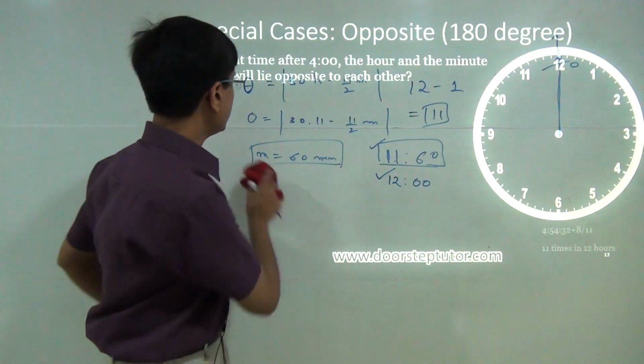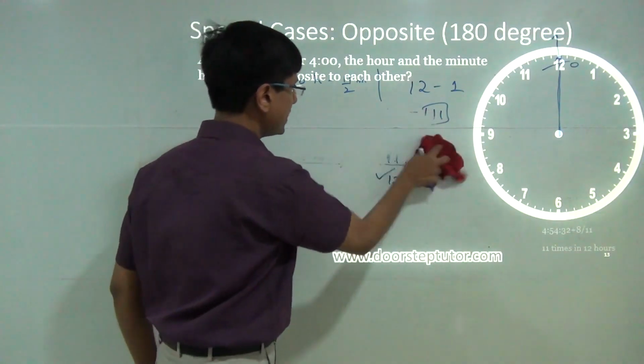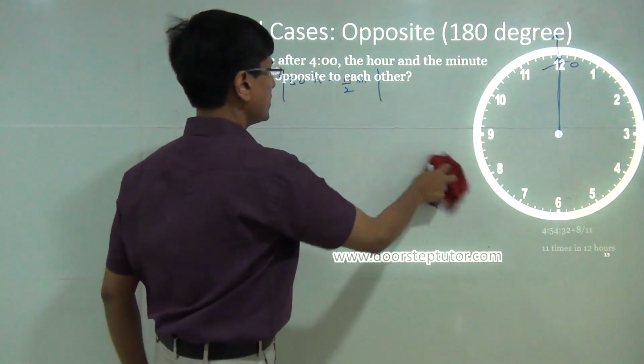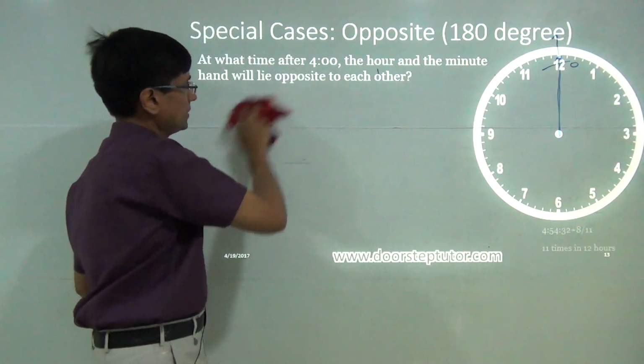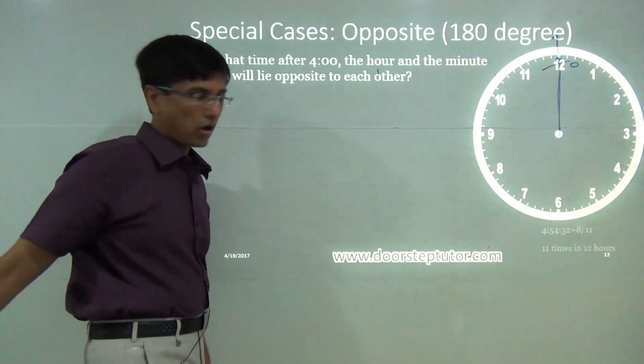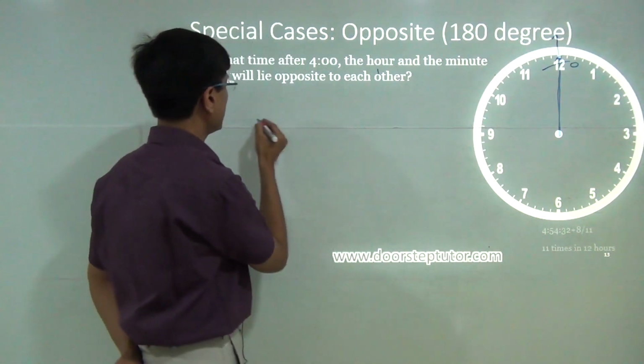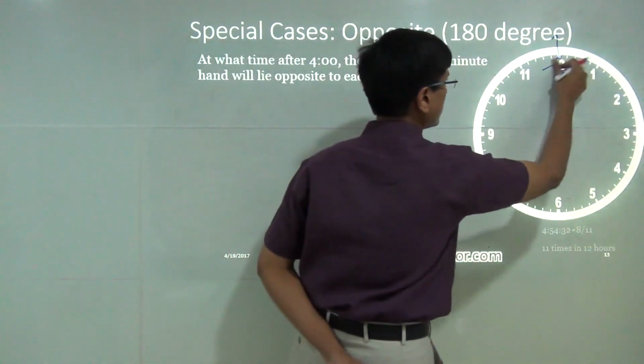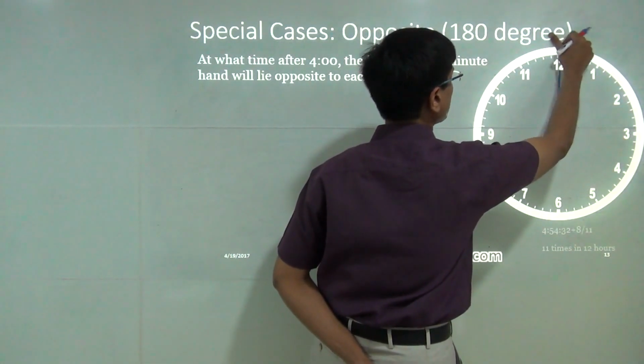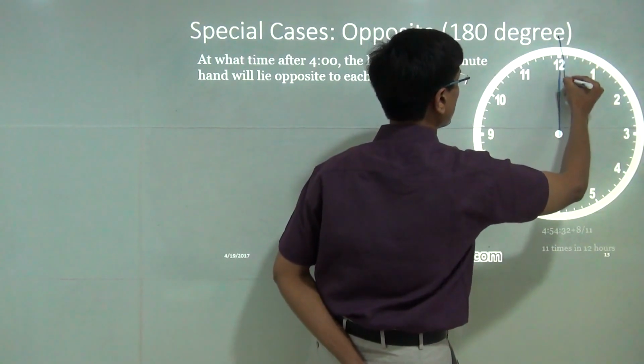Let's see when the hands are 180 degrees apart. Can we find that out? Let's take a time, 4 o'clock, and see when the hands are 180 degrees apart. So, one of the special cases and the most interesting case is 6 o'clock.